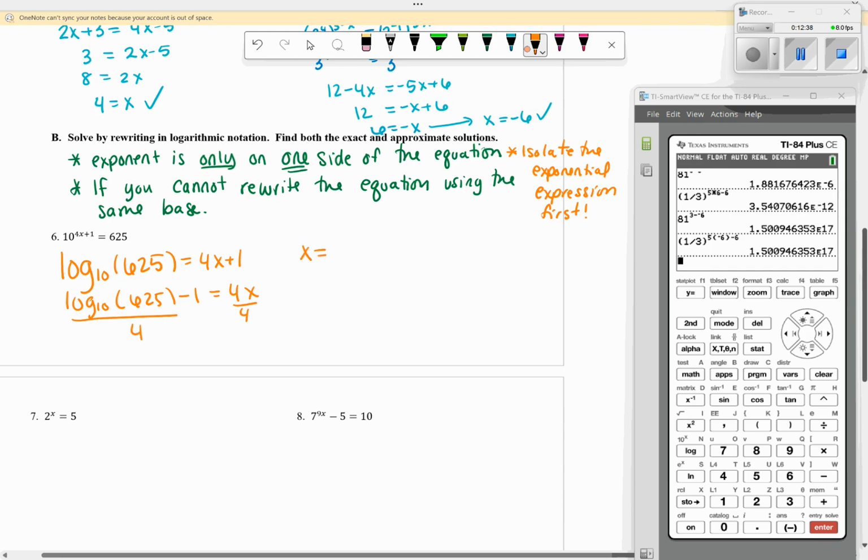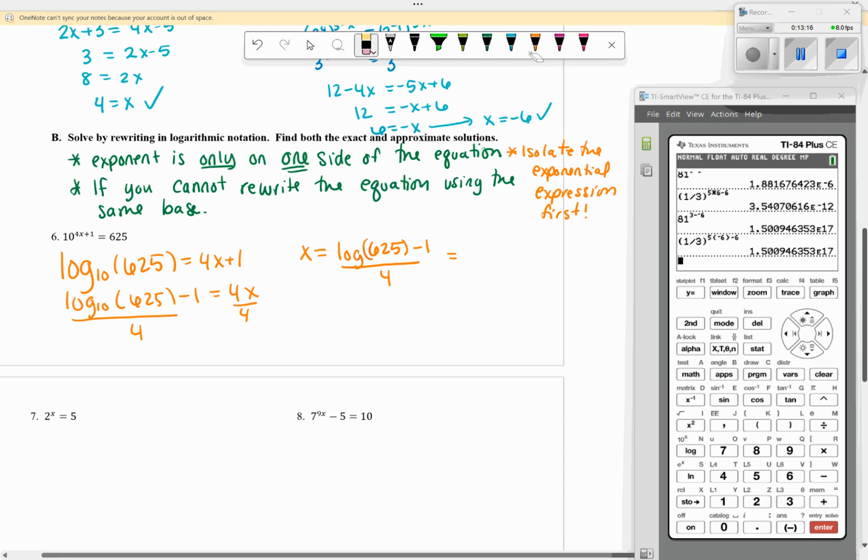So the exact answer is the log base 10, and you don't have to write base 10, so you can just write the log of 625 and then minus 1 over 4. Now be very careful because you cannot take that 625 minus the 1. The 625 is inside the log, and I often see students try to subtract those and write it like this, the log of 624 over 4. And then some students might try to divide that 624 by the 4. You cannot do that, so don't make that mistake.